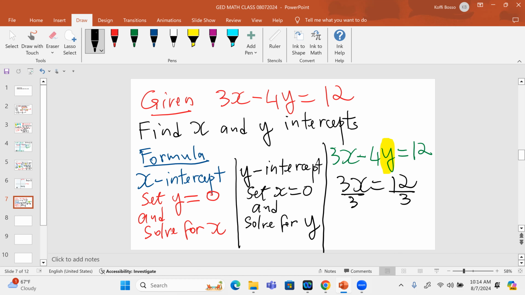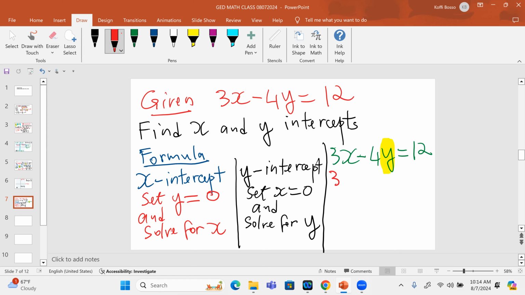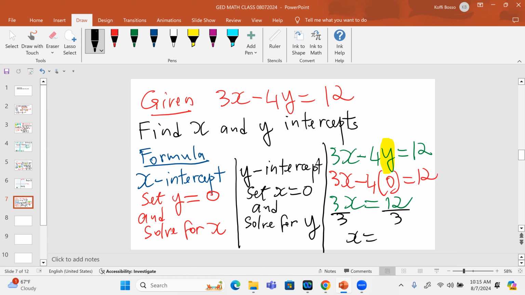Okay, let me redo it, it seems like you don't understand. Look, I have 3x minus 4 times 0 is equal to 12. I replace y by 0. Why? Because that's the formula. I want to find the x-intercept. And when you do that, you get 3x minus 0, because negative 4 times 0 is 0. So I don't need to write down minus 0. 0 is 0. 12. Okay, from there, what do we do? We divide by 3. Thank you.